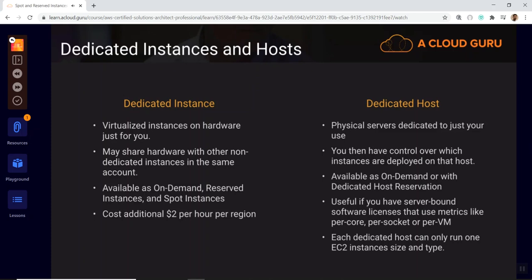So to summarize, a dedicated instance is still a virtual machine. It just resides on hardware that you don't share with anybody else. A dedicated host is a physical machine that you can put your own instances on.